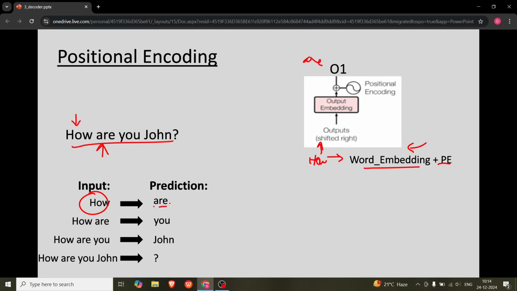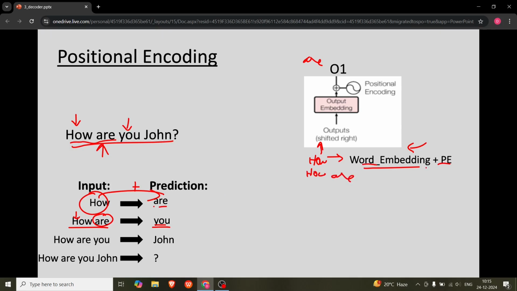Now that you have predicted the second word, does that complete the entire prediction? No, obviously you have to predict the third word. So what you do is add both of these and make it one input. Now this was the first word, how, and this was the predicted word. Both of these are given as input, and this is supposed to be the output. So here you will give: how are.